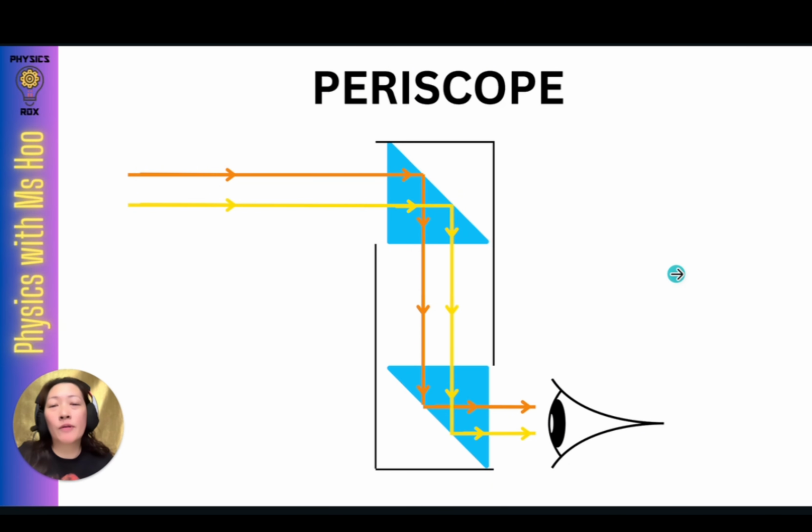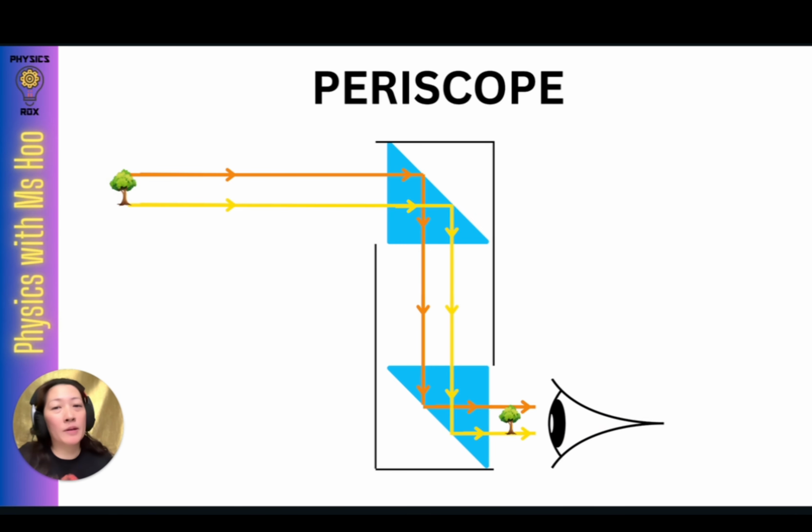So how does this prove that we're seeing the object correctly? Let's say we're observing a tree. You can see that the orange ray comes from the top of the tree and the yellow ray comes from the bottom. And when it reaches our eyes, the orange ray is still on the top and the yellow ray is at the bottom, meaning that the image of the tree will appear upright to the observer.